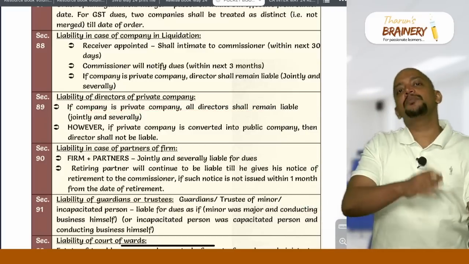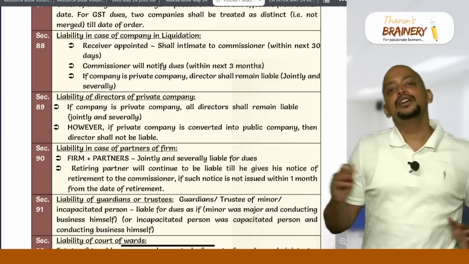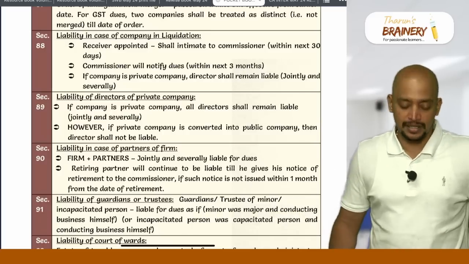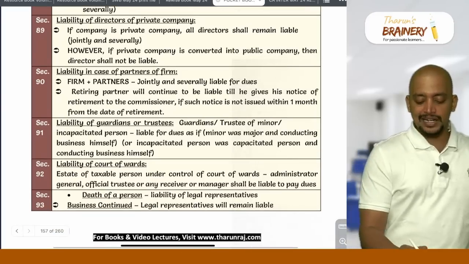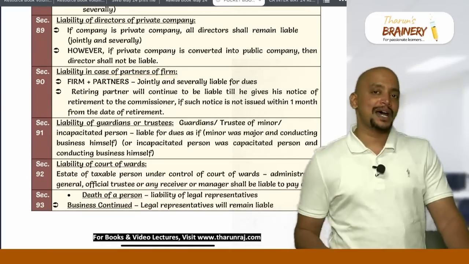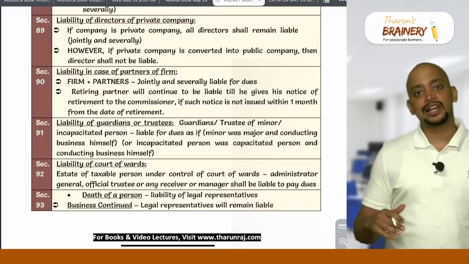What if the private limited company is converted into a public limited company? Then the directors will not have any personal liability. Then liability in case of partners of a firm. All the partners and the firm are jointly and severally liable to pay the dues.